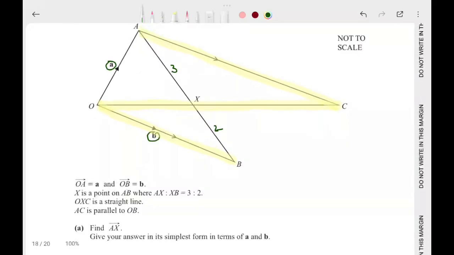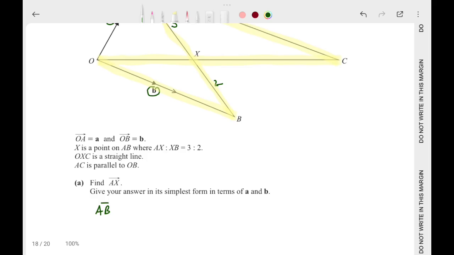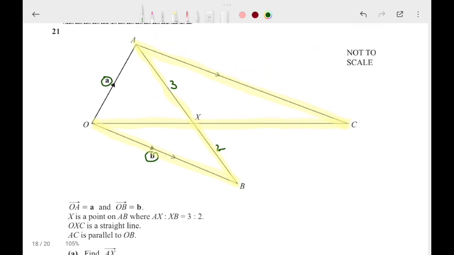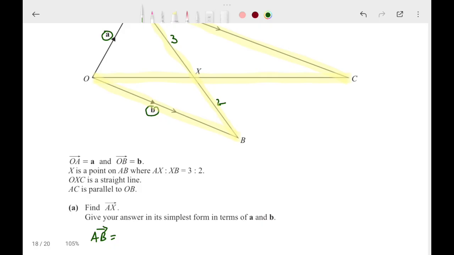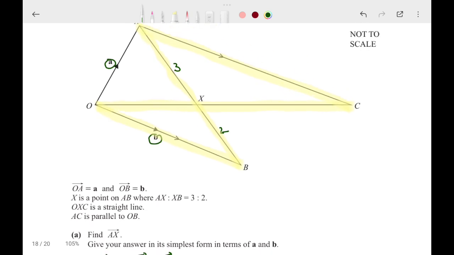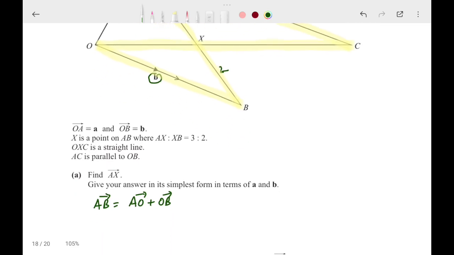So students, first of all, to find AX, we need to find this full side, that is AB, equal to AO plus OB. So this is the right part. Okay, so AO is equal to minus a and OB is equal to b. So AB would be equal to b minus a.